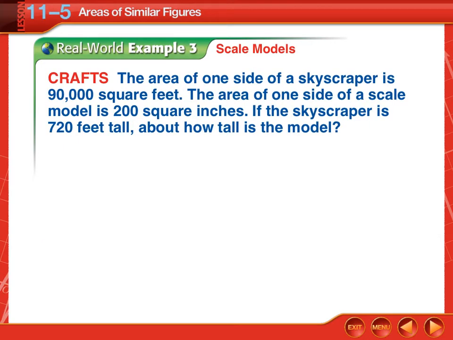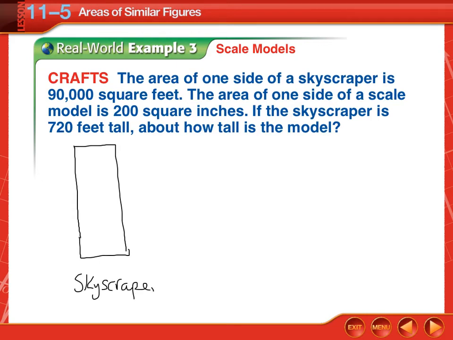Taking a look at example 3, the area of one side of a skyscraper is 90,000 square feet. The area of one side of the scale model is 200 square inches. If the skyscraper is 720 feet tall, about how tall is the model? One of the things I don't like about this problem is that the reader has to assume that the side of a skyscraper is a rectangle, and that's not always the case. But let's call this a skyscraper.